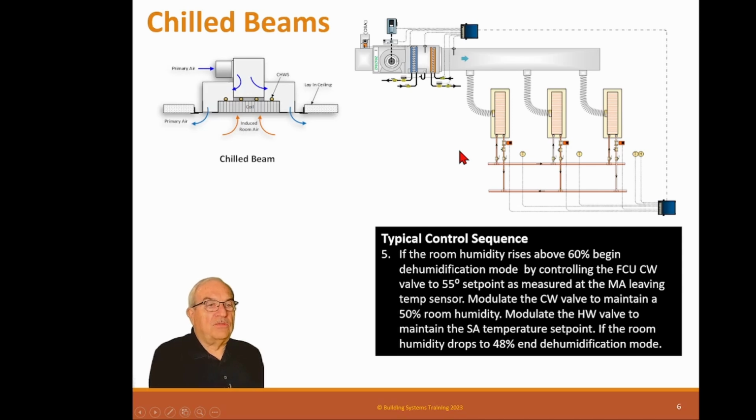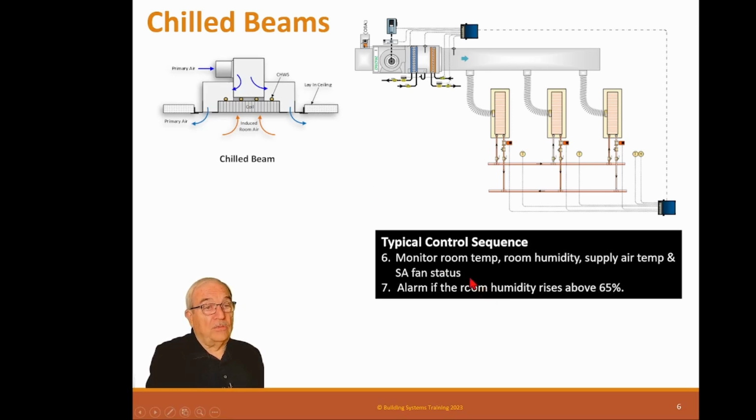Typical control sequence for this part: if the room humidity rises above 65%, dehumidification, it's a standard dehumidification mode again. Enter dehumidification mode by controlling the fan coil chill water valve to 55 degrees set point as measured at the mixed air leaving temperature. Now there's not a mixed air temperature, it's actually kind of mixed air. It's in the chill beam there, chill water valve. To maintain a 50% room humidity, modulate the hot water valve to maintain the supply air temperature set point. If the room humidity drops to 48%, get out of this mode. Go back to normal mode.